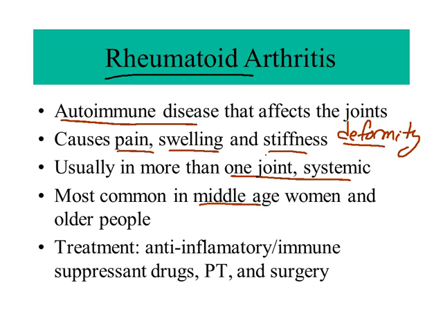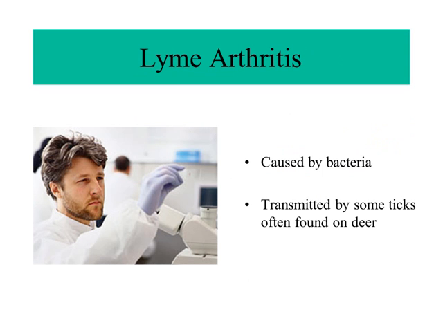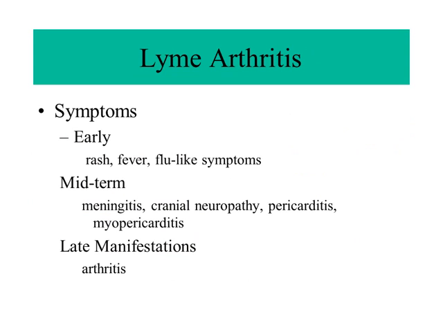But there's no real cure. You can just treat it but not cure it. Now, Lyme arthritis is a third type of arthritis, and it's caused by a bacteria. We've heard of Lyme disease, and this is the bacteria that is carried by the deer tick. Early symptoms of Lyme disease are rash, fever, and flu-like symptoms.